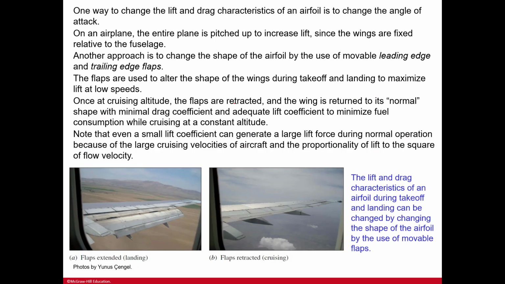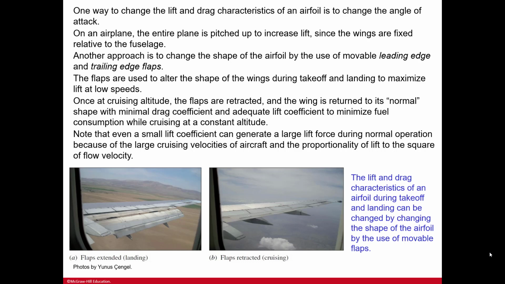One way to change the lift and drag characteristics of an airfoil is to change the angle of attack. On an airplane, the entire plane is pitched up to increase the lift, since the wings are fixed relative to the fuselage. Another approach is to change the shape of the airfoil, so we can always change those geometries to maximize the efficiency that we can obtain by the use of movable leading edge and trailing edge flaps, and you see those on planes. The flaps are used to alter the shape of the wings during takeoff and landing to maximize lift at low speeds, because remember, that's harder to get at lower speeds. It's harder to capitalize on and extrapolate.